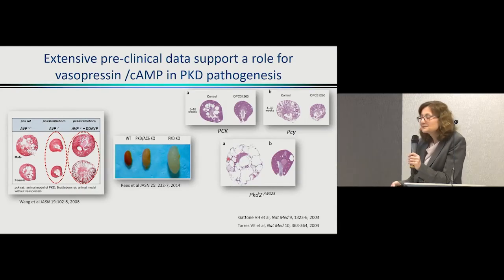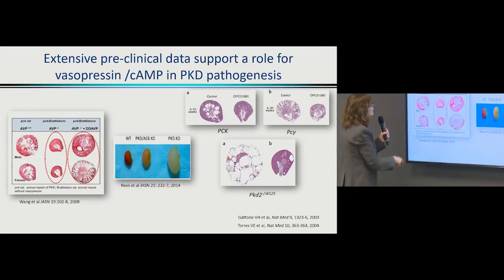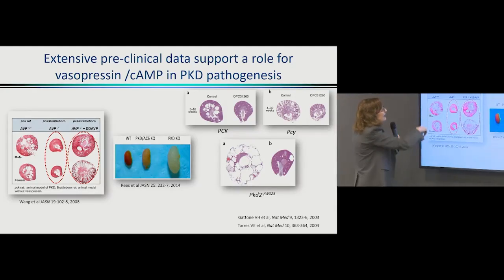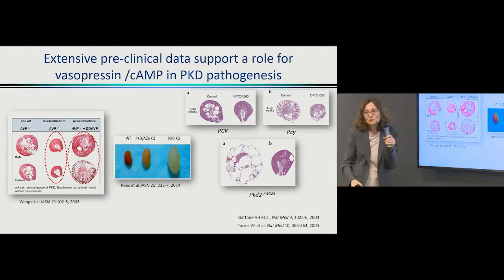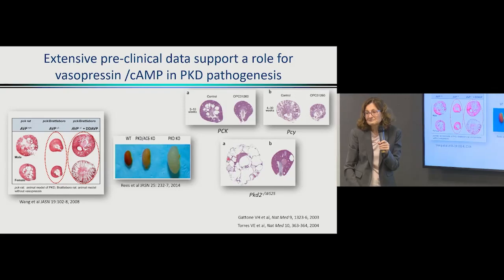And I don't know if anyone else is going to cover this, but there's extensive preclinical data, a lot of it from Vicente's lab, supporting a role for vasopressin and cyclic AMP in PKD pathogenesis. I've just pulled out some of that data from a bunch of papers. Right here, you can see the PCK rat, which is a model that people use for PKD.